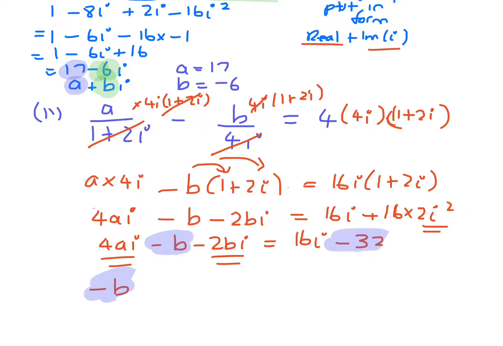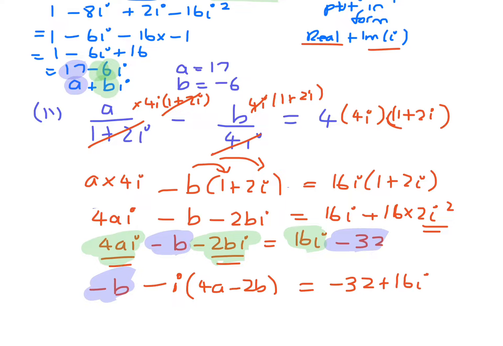And then the imaginary part, we've got to put that together. That'll be the 4ai and the 2bi, and on this side is the 16. So I'm just going to factorise the i out of the 4a minus 2b. And on this side we have minus 32 plus 16i. So when we've done that then, you can see that the minus b will equal the minus 32.